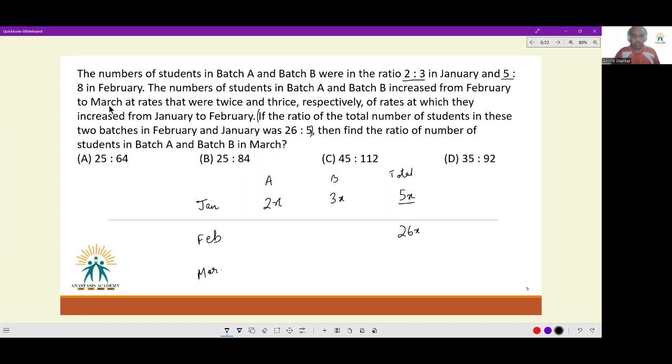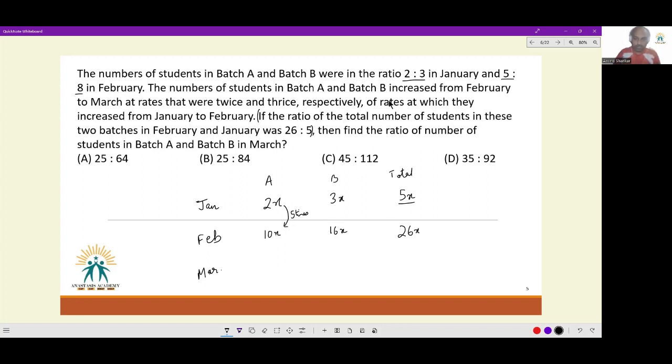Additionally, in February, the ratio is 5:8. So it becomes 10x, it becomes 16x. Our life is very simple. Now, the fun part. The increase here is from 2x to 10x. The increase is of 5 times. It has increased by 5 times, but see the statement given.